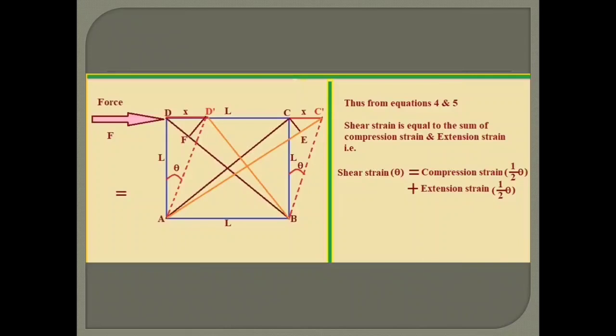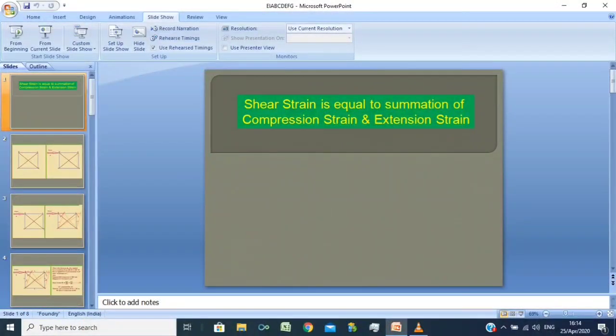So thus from equations 4 and 5, shear strain is equal to the sum of compression strain and extension strain. That is, shear strain is equal to compression strain, 1/2 theta, plus extension strain, 1/2 theta. So this is about the shear strain, which is equal to the summation of compression strain and extension strain.